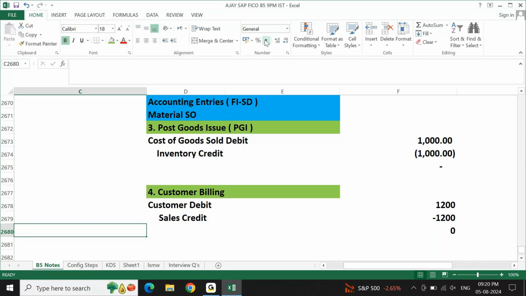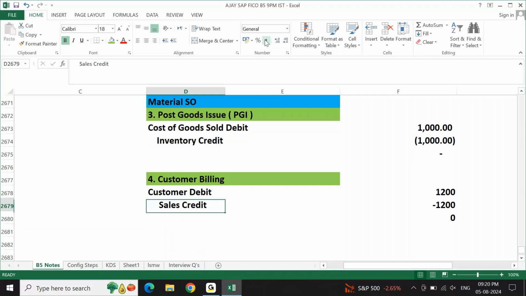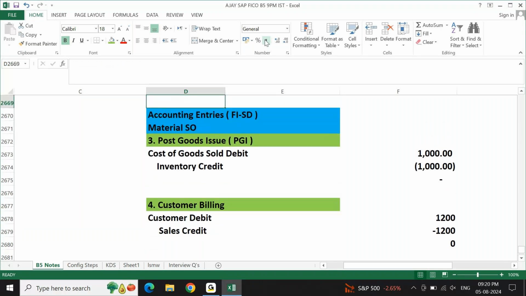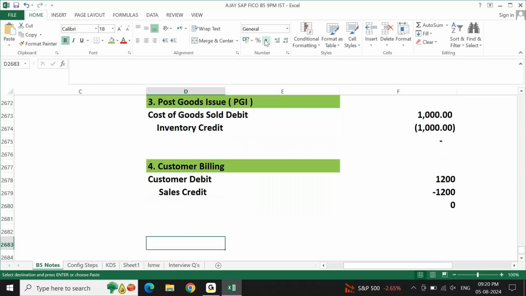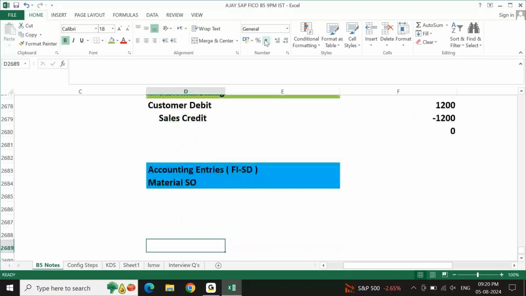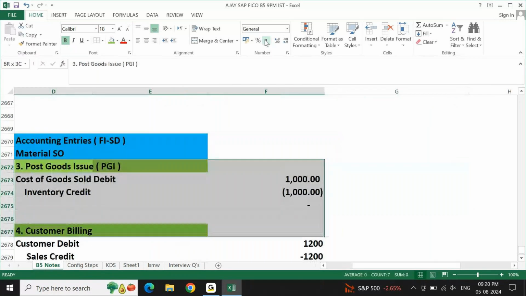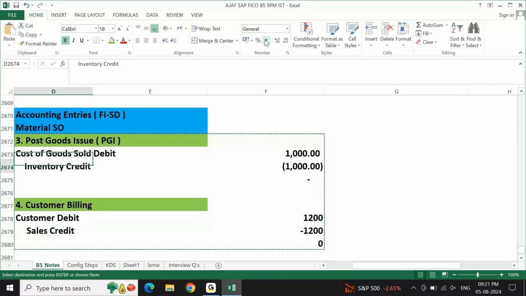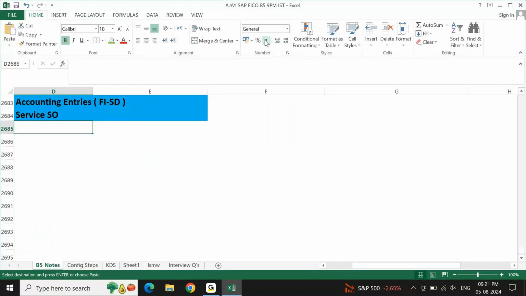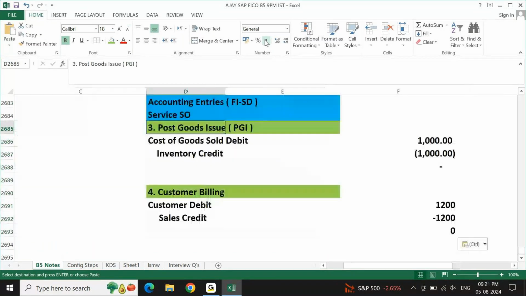Okay. Now this is in case of your material sale. In case you are making any service sale, it will be the same accounting entry. For example, service sales order. Technically there is no difference, but still let us write it down to make sure that when you're talking, you can practically understand the points. PGI will remain the same. Cost of goods sold account debit, inventory credit.